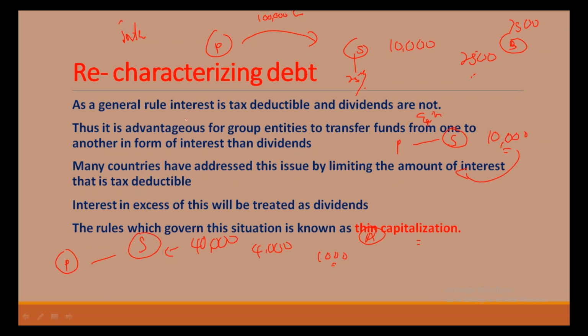In the UK, they allow only 50% as the amount of loans. The balance, they say, no, that's not loans, it has to be capital. So that's what they do. This is what we call recharacterizing debt. Even though it is a debt, it is treated as capital equity for all purposes.